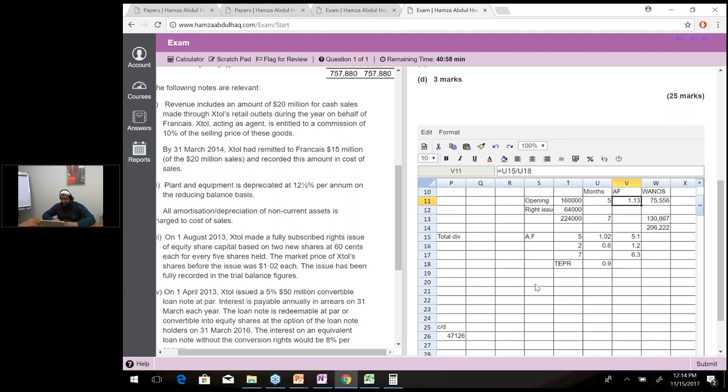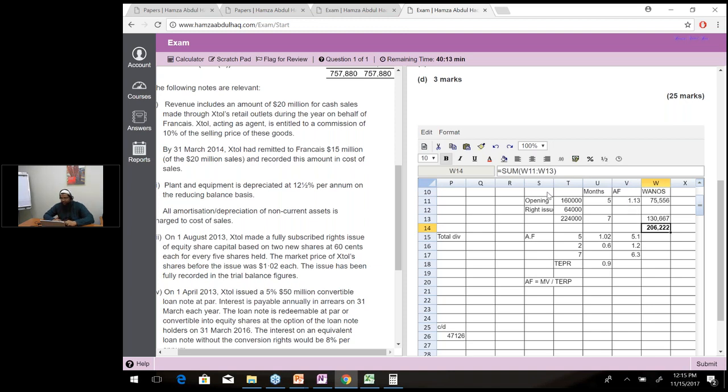Adjustment factor is actually, if I write over here, adjustment factor is equals to market value divided by theoretical ex-rights price. This is the formula of adjustment factor. And what is theoretical ex-rights price? This is the value of the total investment. Previously, shareholders had 5 shares of 1.2. Now they have got 2 more shares of 0.6. So their total investment is 6.3 in 7 shares. So each share is of 0.9. So the adjustment factor is actually market value of 1.02 divided by 0.9, which will give us 1.13. And this is being used to calculate the weighted average number of shares.